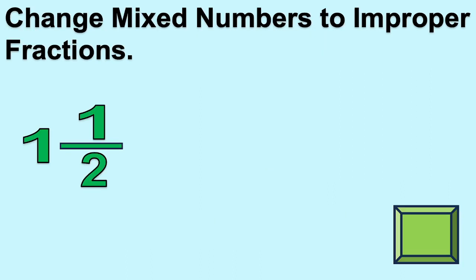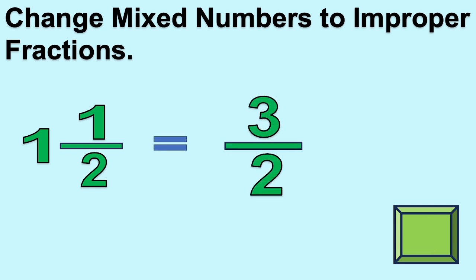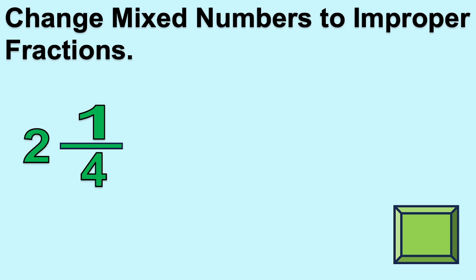Quiz time, let's answer this. Change mixed numbers to improper fractions. 1 1/2. You only have 5 seconds to answer. Start now. Time's up. The answer is 3/2.